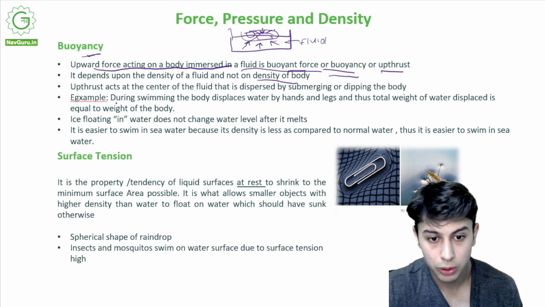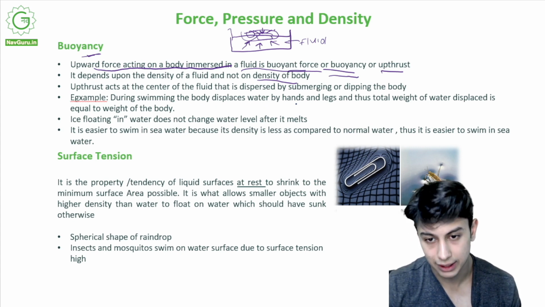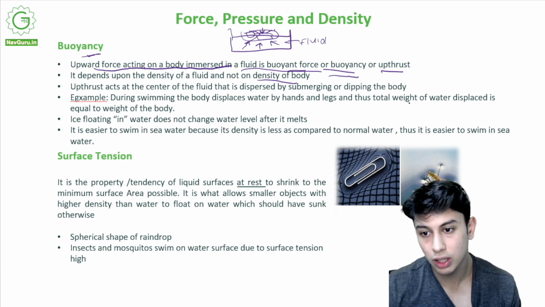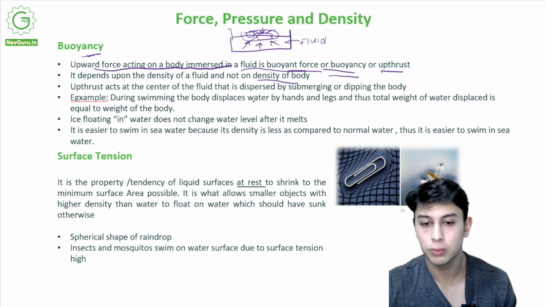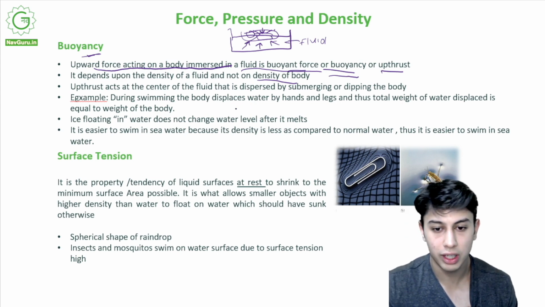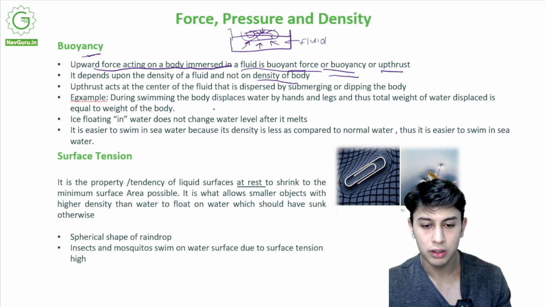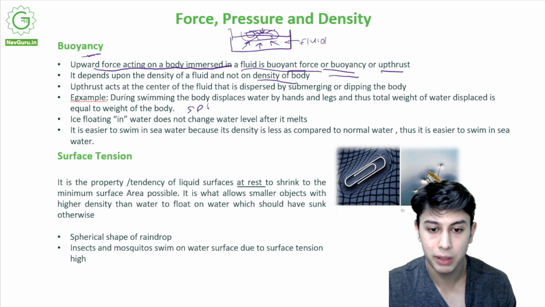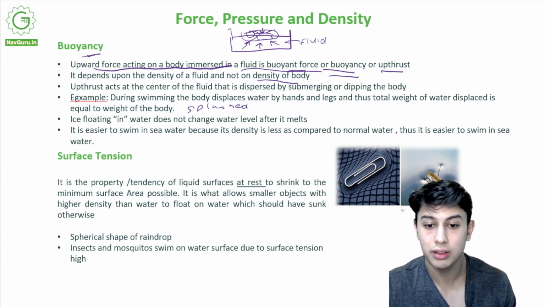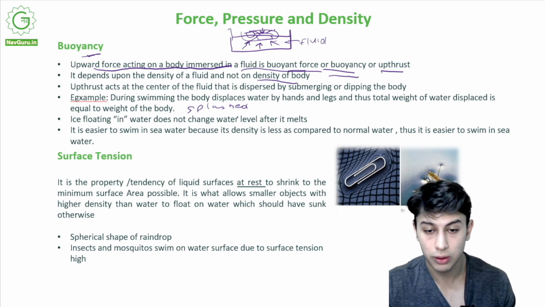For example, during swimming, the body displaces water by hands and legs, and thus the total weight of water displaced is equal to the weight of the body. When you are swimming, you move your arms and legs, and you displace some water. What do I mean by displace? Some water gets thrown out, some gets splashed. All that displacement is equal to the weight or force that you are putting on the water.